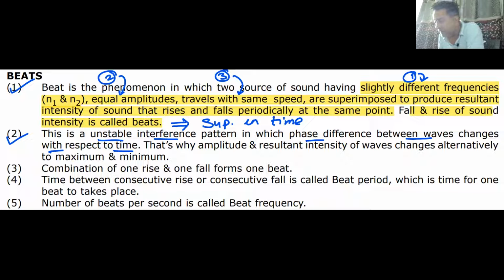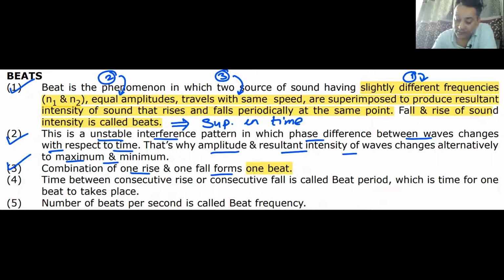Here the phase difference will keep on changing because your frequencies are different. That is why the resultant amplitude and intensity will change from maximum to minimum at a given point. Rise and fall from maxima to minima at one point is known as one beat. Do we understand this? When you hear the highest intensity and then the lowest intensity, from one rise to one fall, that is known as one beat.